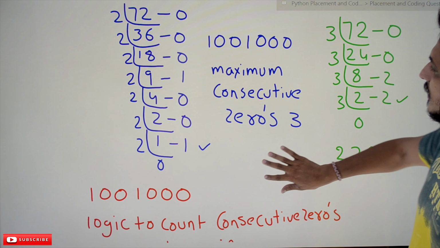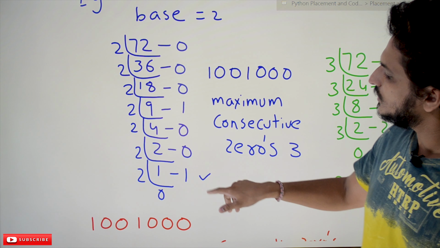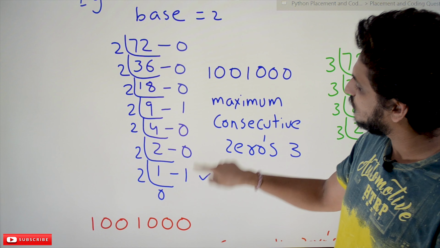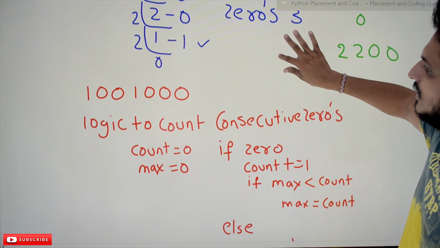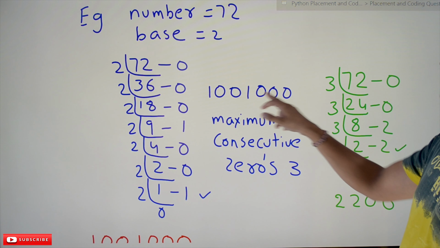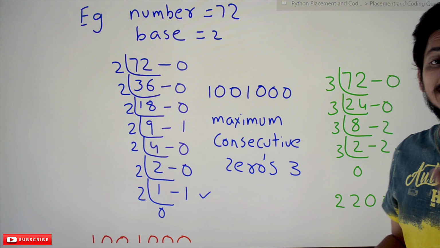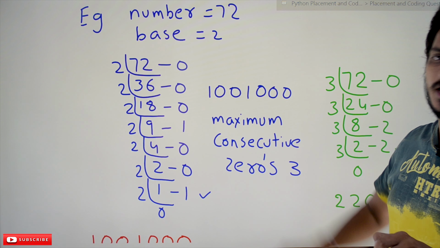So come to here. This is the division which we have done, and the output which we got, the base binary number, is 1001000. This is what the output is. So what are they trying to ask? For 1001000, what is the maximum consecutive zeros present in this converted number?